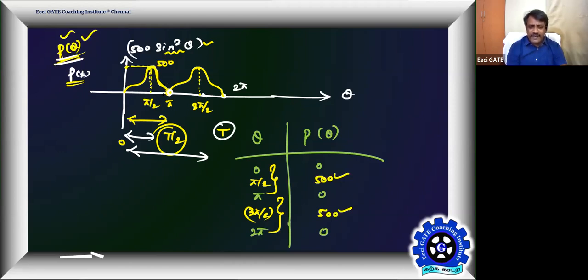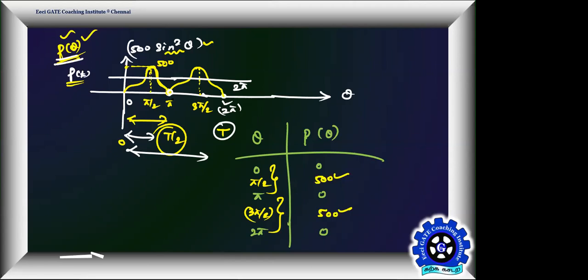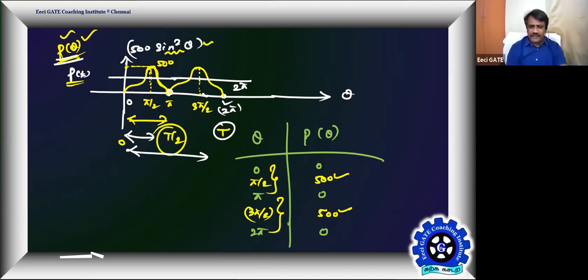Whatever profile it has from 0 to T by 2, it has the same profile from T by 2 to T. Or you can say whatever profile it has from 0 to pi, it has the same profile from pi to 2 pi. So you need not make the averaging over a period T, but only over a period T by 2. Whatever average it makes for this period, it makes the same average for the next period also. Getting this point? So that's what P average is.